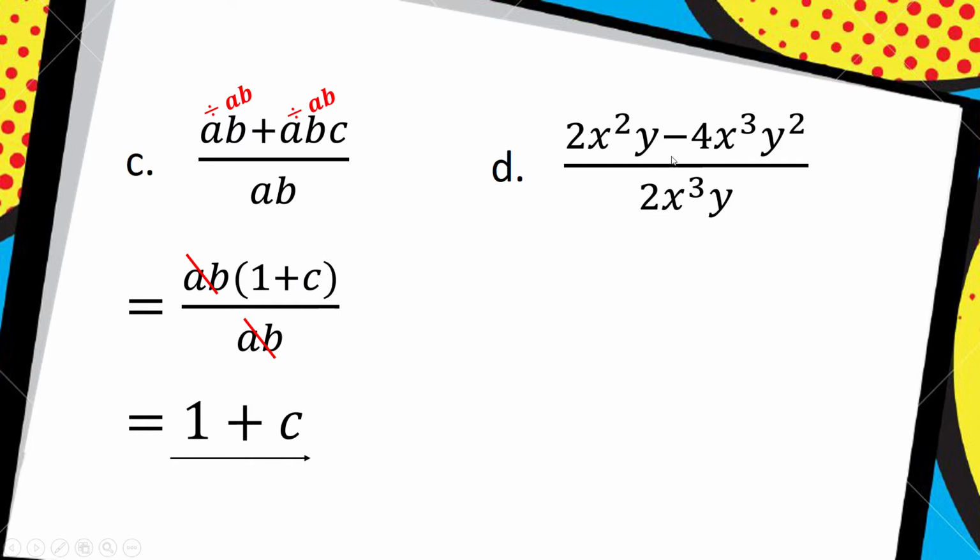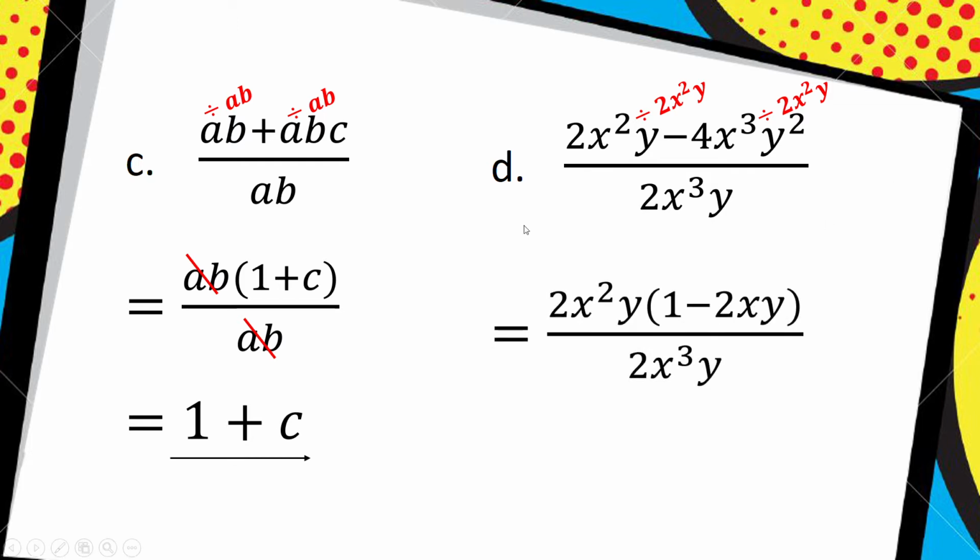Let's do D. Alright, D, the number that goes into 2 and 4 is 2. The most amount of x's I can take out is x to the power of 2, and the most amount of y's that I can take out is y to the power of 1. So that's what I'm dividing through by. I'm going to write that out as a highest common factor in front of my bracket. So 2 divided by 2 is 1, x squared divided by x squared is 1, y divided by y is 1. So that's where I got that 1.